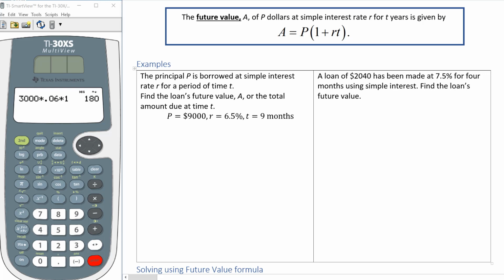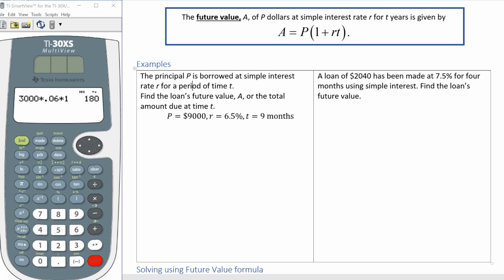So now we're going to do some problem solving for future value at a simple interest rate. I just copied the formula up at the top of the paper here so it was easier to see. Didn't have to keep flipping the paper. The principal P is borrowed at a simple interest rate R for a period of time T. Find the loan's future value A, or the total amount due at time T. So it tells us what P is, it tells us what R is, and it tells us what T is.